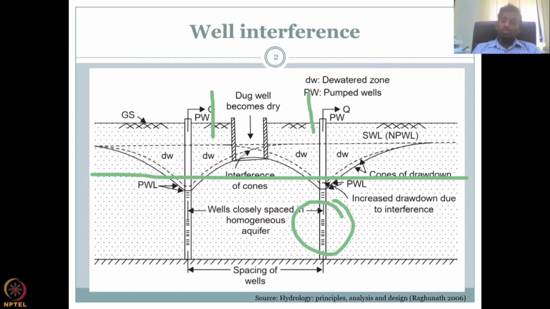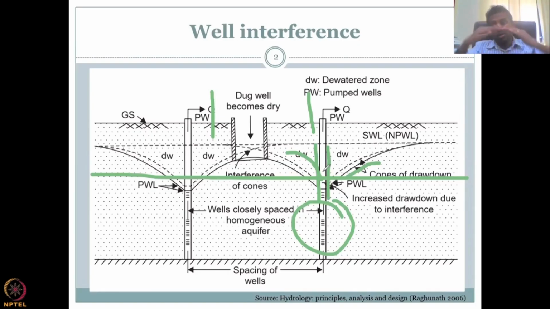However, there is no zero flow. And as I said, this is not cased. So when you're not casing the well and you're pumping the water here in the deep bore well, all this water can also drain. And because of the draining, the water level moves down throughout the entire area.